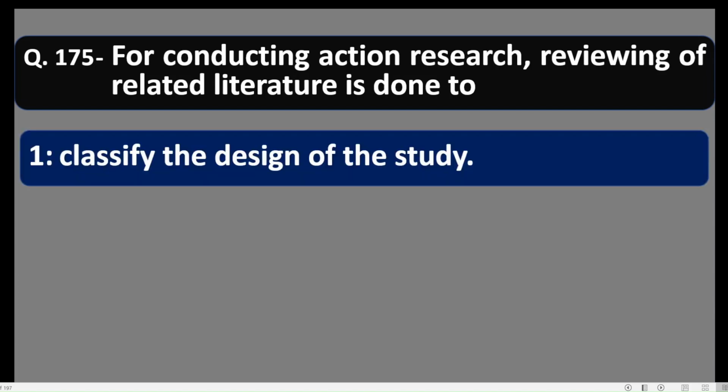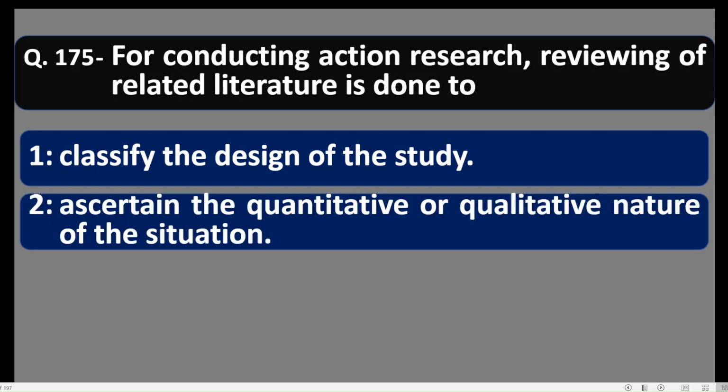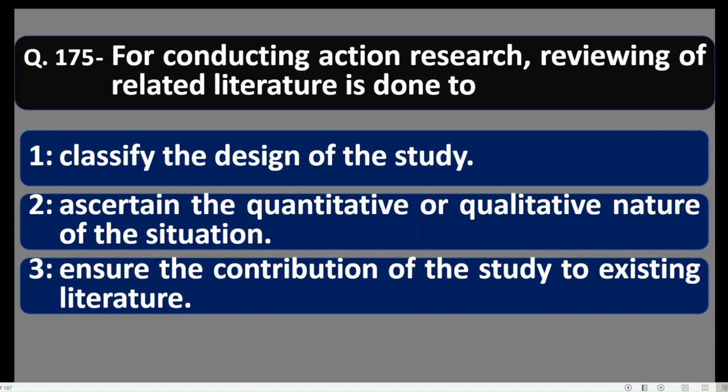Question number 175. For conducting action research, reviewing of related literature is done to, means the related literature is reviewed while conducting action research. Number 1, classify the design of the study. It is not required here because the design of the study is already decided. It is action research. Ascertain the quantitative or qualitative nature of the situation. It is also not required here. Ensure the contribution of the study of existing literature. No need.